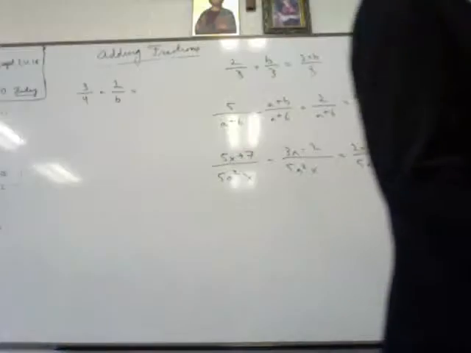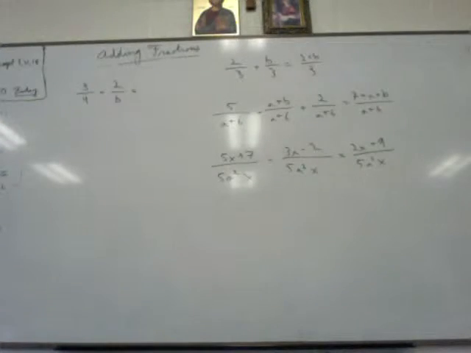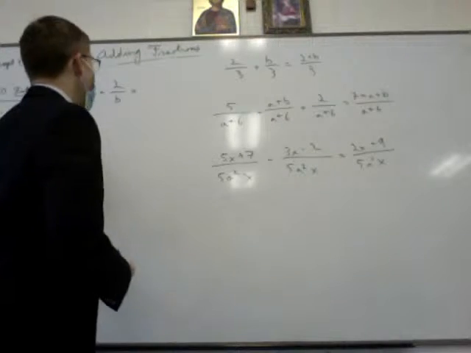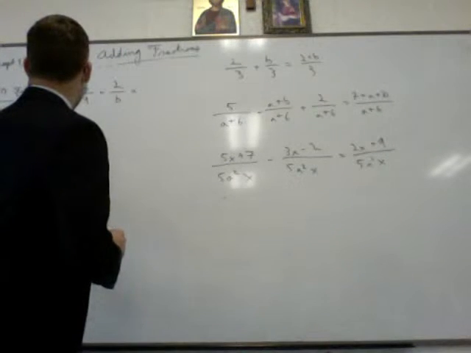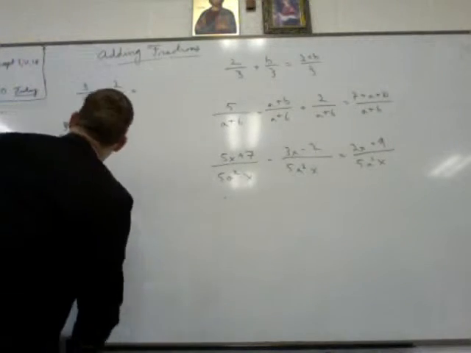In order to add, what same denominator can we give to both of these fractions? Or another way of putting it is, what is the least common multiple of the denominators of these fractions? What is the smallest number we can multiply them both up to? 4b. That's the least common multiple of 4 and b.